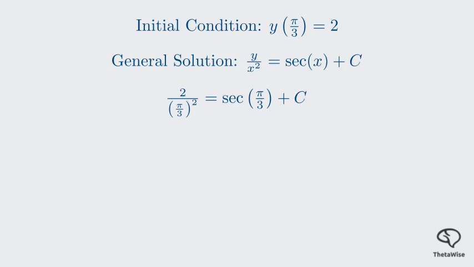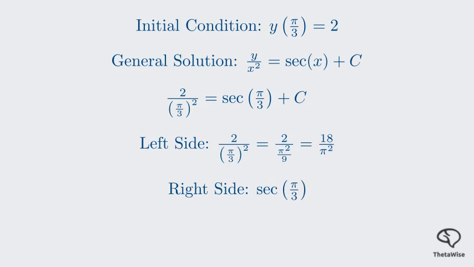We replace y with 2 and x with pi over 3. So we have 2 divided by (pi over 3) squared equals secant of pi over 3 plus c. Let's break this down. First, (pi over 3) squared is pi squared over 9. So the left side becomes 2 divided by pi squared over 9, which simplifies to 18 over pi squared.